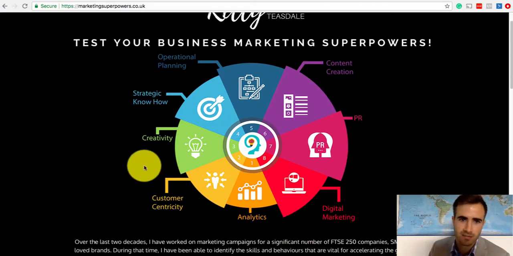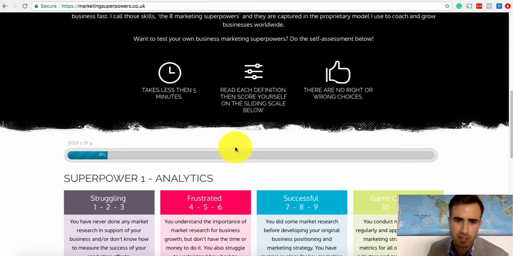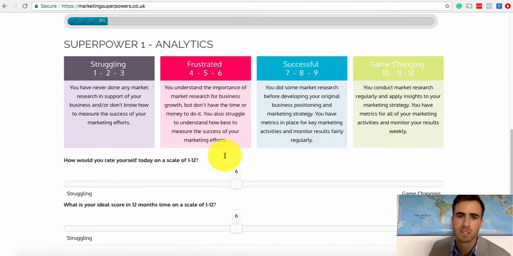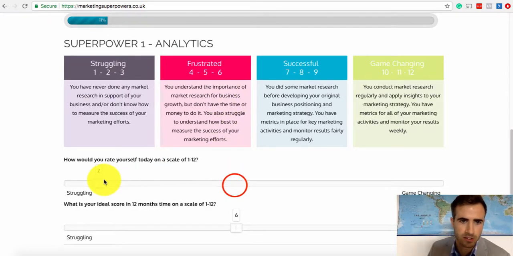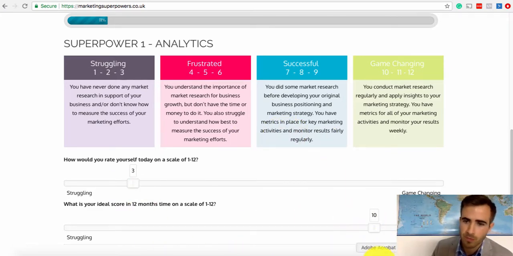So she's got 8 different sections that she's broken it up into, from content creation, PR, digital marketing, analytics, and more. And each question is around the 8 sort of areas that she identifies within her business, what she helps you with. And again, she's got the 2 slider bars. Where are you today on a scale of 1 to 12? And ideally, where would you like to be in 12 months' time in your business or in your life?